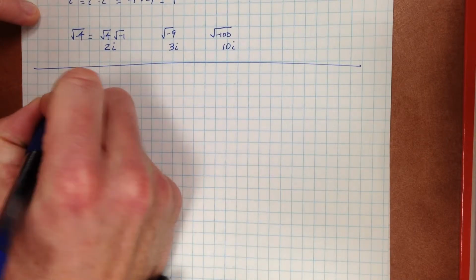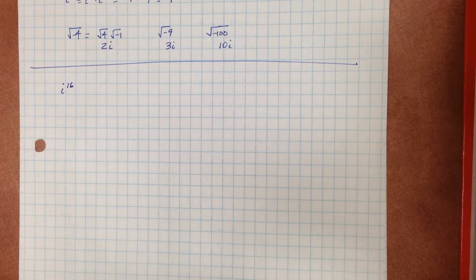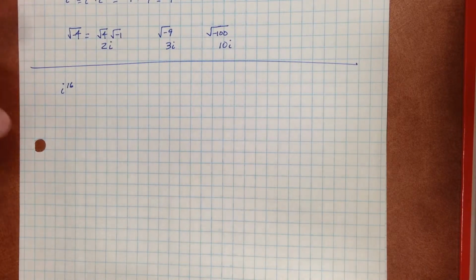There we are. So let's take a look at I to the 16th. So what that is, I times I times I times I, 16 times. I don't really want to write out 16 I's, but knowing that each I to the fourth is 1, it allows you to really kind of simplify this down.